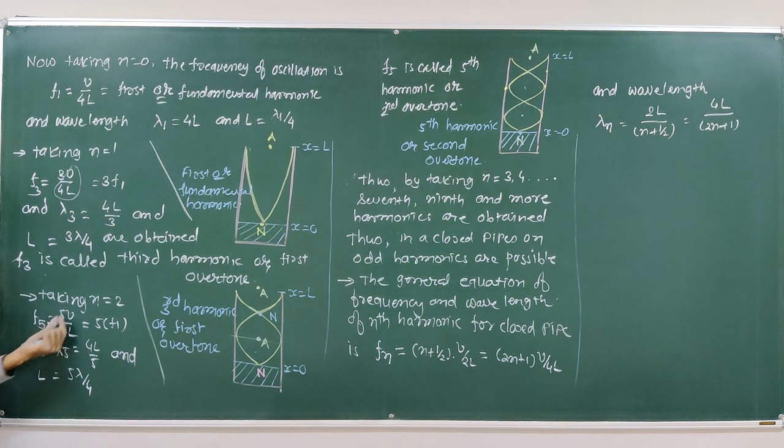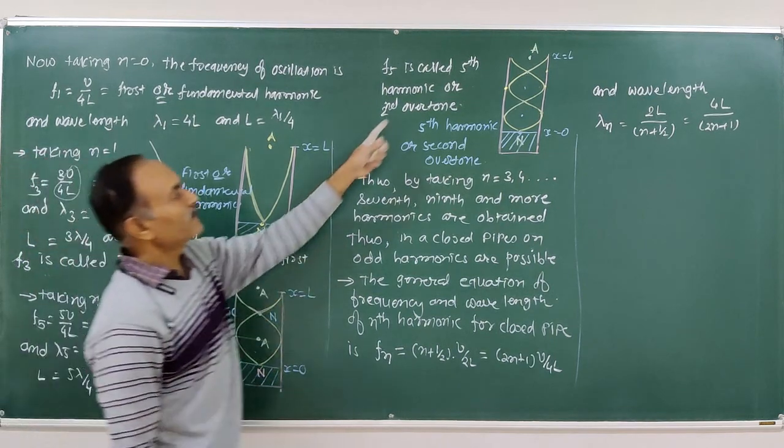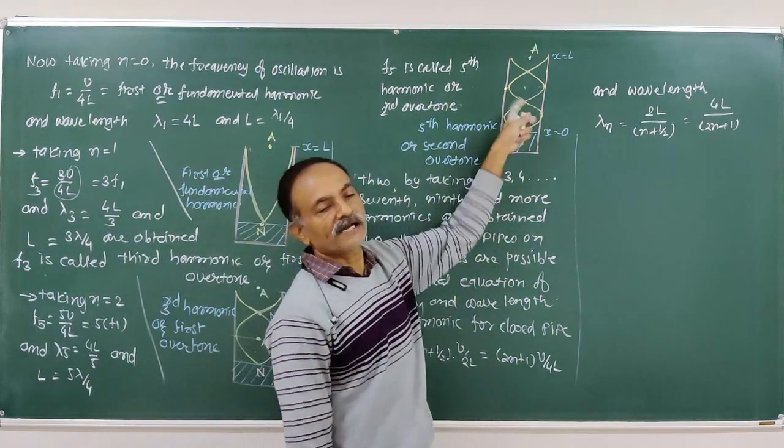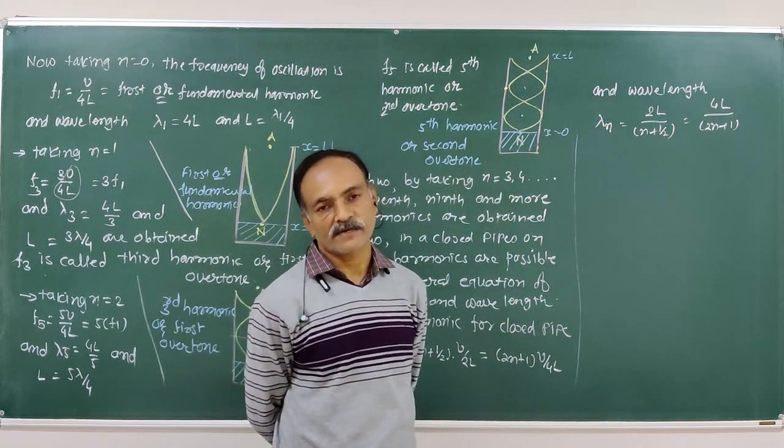Now taking n is equal to 2, what happens? Therefore 5 times V upon 4L is F1, therefore 5 times the fundamental frequency, therefore the fifth harmonic is directly obtained instead of the fourth harmonic. And the wavelength of this harmonic lambda 5 is equal to 4L upon 5, and length L is equal to 5 lambda by 4. So F5 is called the fifth harmonic or the second overtone. The figure of the fifth harmonic is shown in the figure.